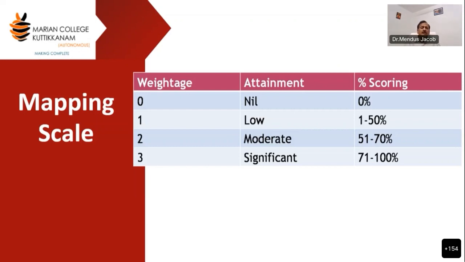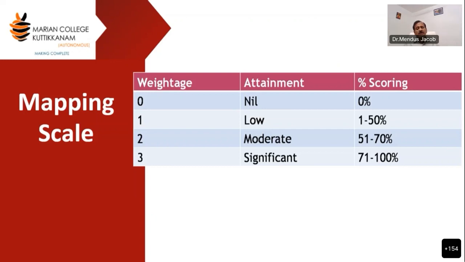If there is no attainment, that means the student has 0 marks, then definitely the attainment is nil, so the weightage is 0. And we can have an interval from 1 to 50%. If the student scores marks for a particular examination or assessment between 1 and 50%, it's a low attainment and the weightage is 1. Here also you can change the intervals depending on the policy of the institution. If you want 1 to 40%, you can do it. Then we can have a moderate attainment if it is from 51 to 70%. Then the weightage will be 2.